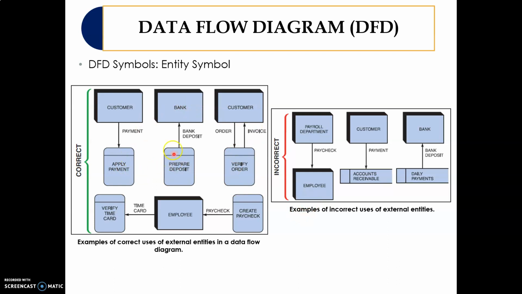This is an example of correct use of external entities in a data flow diagram. This one is an incorrect use of external entities.